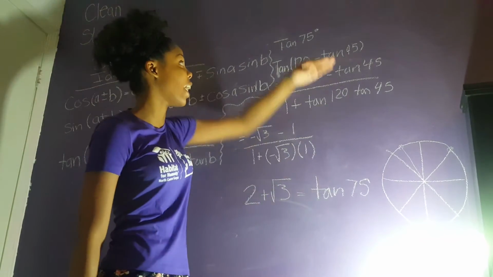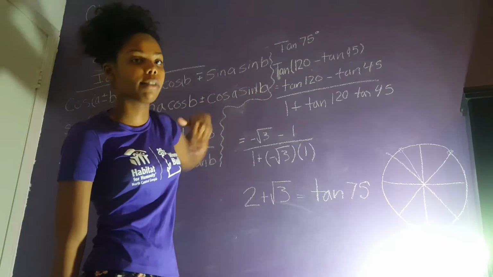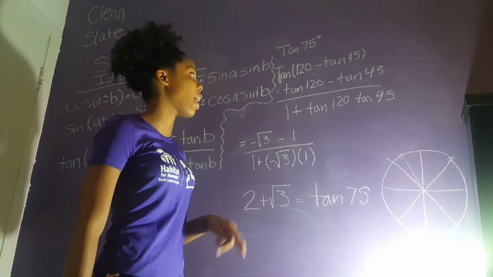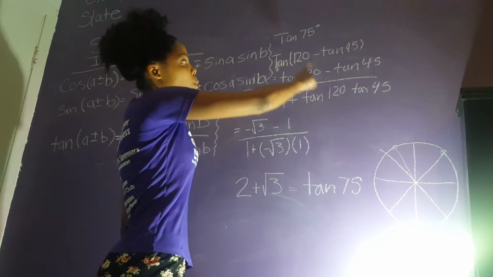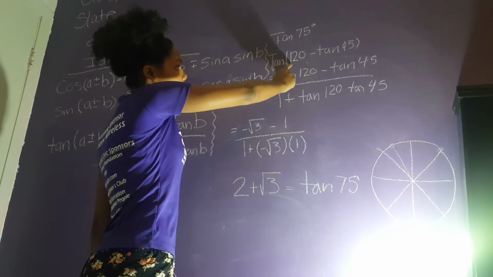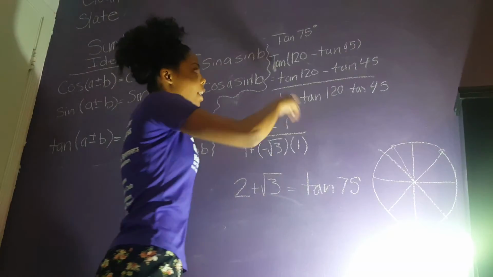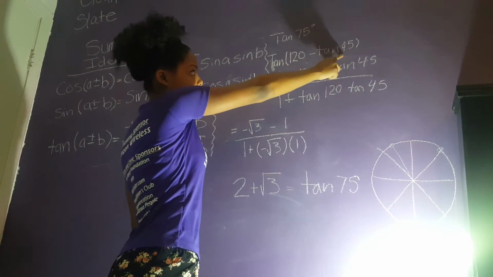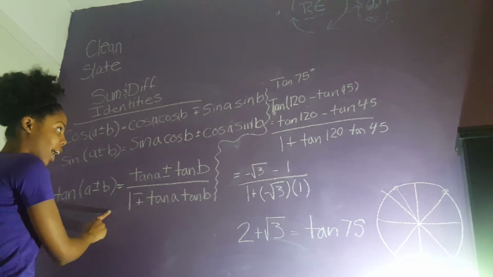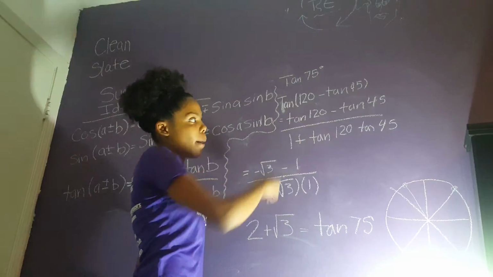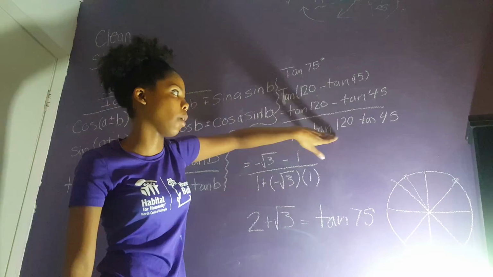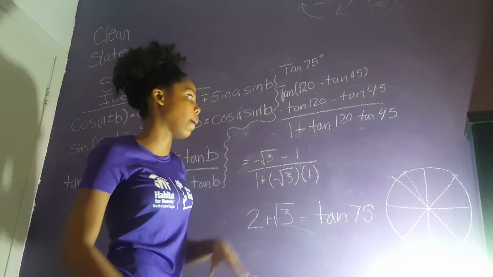Our first problem is tangent of 75. Now, the first thing you want to do is figure out two angles that will add up or subtract to equal 75. I have chosen 120 and 45. You can choose whatever angles you choose. I chose 120 and 45, so you're going to write it out to be tangent of 120 minus 45, which is equal to, if you look back at your identity, tangent of 120 minus tangent of 45 over 1 plus tangent of 120 times tangent of 45. Make sure you get the signs right.